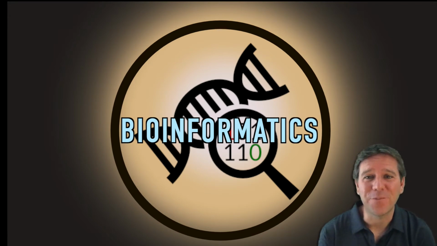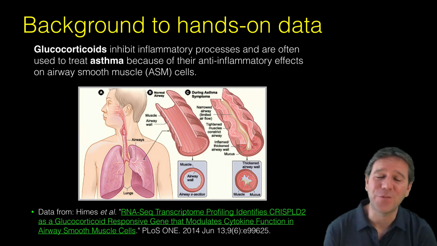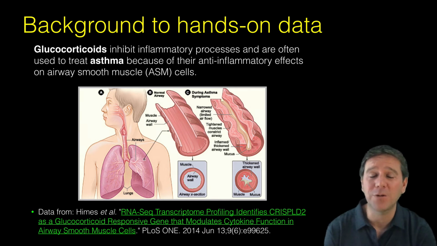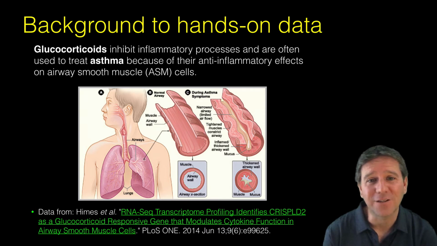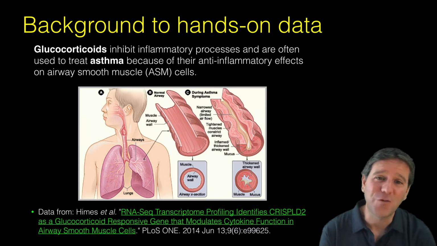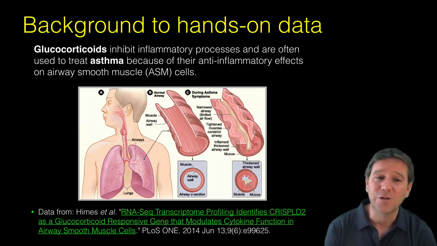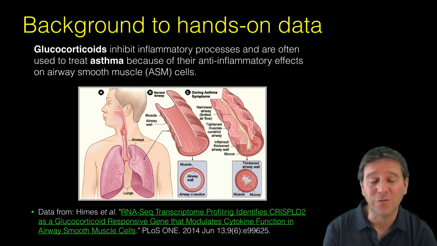Hello and welcome back. In this section's hands-on lab, we'll be looking into data from a publication a few years ago from Himes et al. on RNA-Seq analysis of airway smooth muscle cells upon treatment with a common steroid, a glucocorticoid steroid, used for the treatment of asthma. Now, this class of compounds has been known to have anti-inflammatory effects on one of the main muscles that line our airways, so-called airway smooth muscle cells, for some time, which is why, of course, they're found in many asthma inhalers and the like.